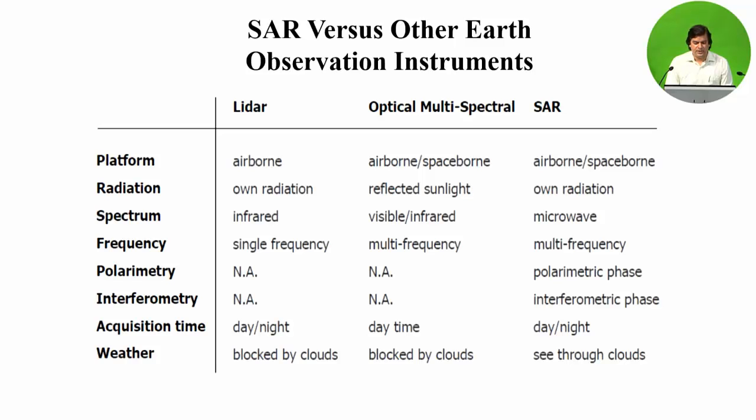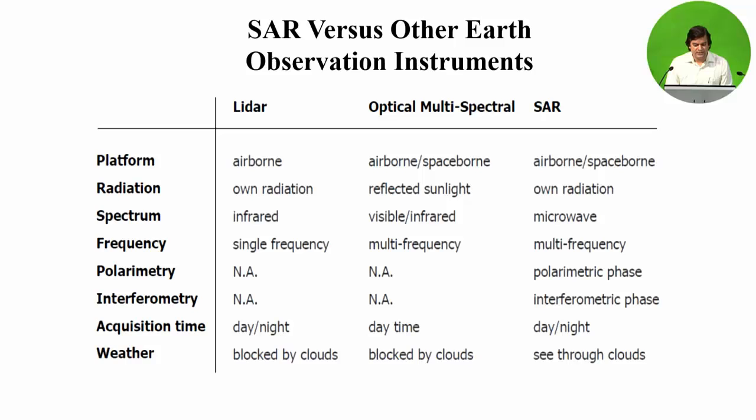Like in the case of optical multispectral sensors, they are passive sensors and they work on the concept of the reflection of sunlight from the earth's surface. So in the absence of sun, in the night time, optical multispectral sensors are not going to provide any data set. Similarly, in the case of SAR, since SAR sensors come under the category of active sensors, they can generate their own energy and they will have night vision capability due to the active property, and we will have the data set in the night time also.